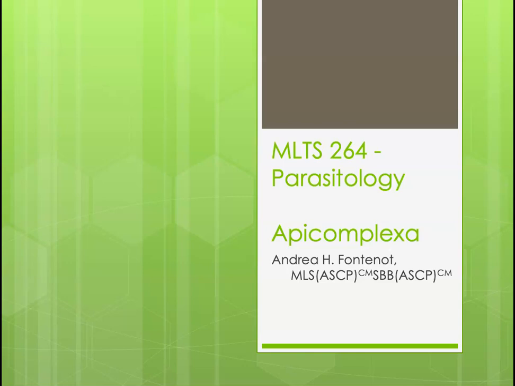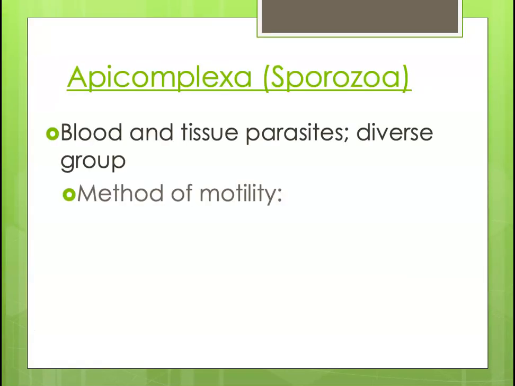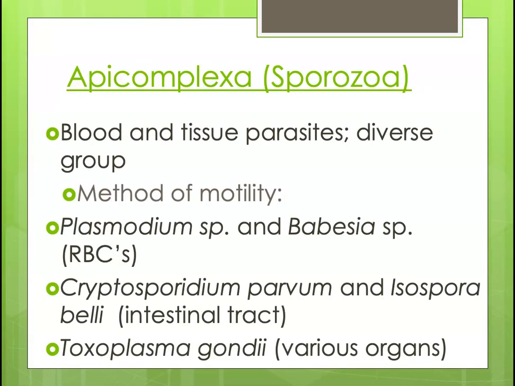Welcome back. This lecture begins the final chapter of the protozoans, which covers the parasites in the phylum Apicomplexa. The phylum, like I said, is Apicomplexa. It's also known by its class, which is Sporozoa. This group consists of blood and tissue parasites, and it's a very diverse group.